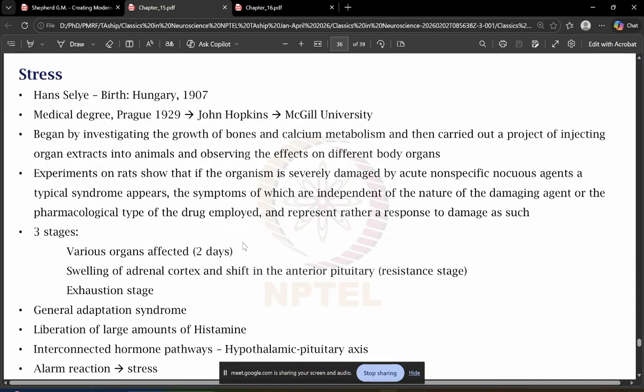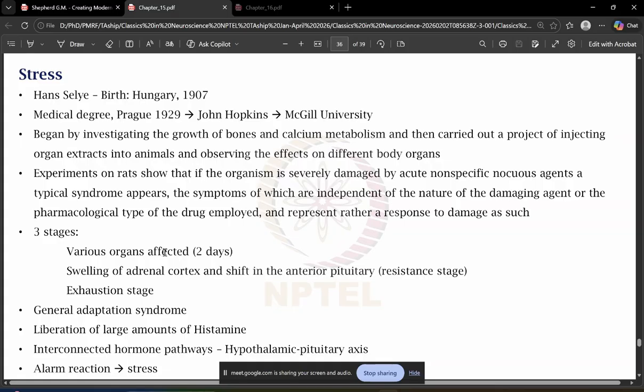So there was this typical syndrome which appeared. And that typical syndrome had three stages according to Hans Selye. So what did he see? He saw that in the first stage, in the initial 1 or 2 days after the damage, different organs are affected. There are ulcers, there is edema, there are different kinds of symptoms that are happening in different parts of the body. So that happened in the first 2 days.